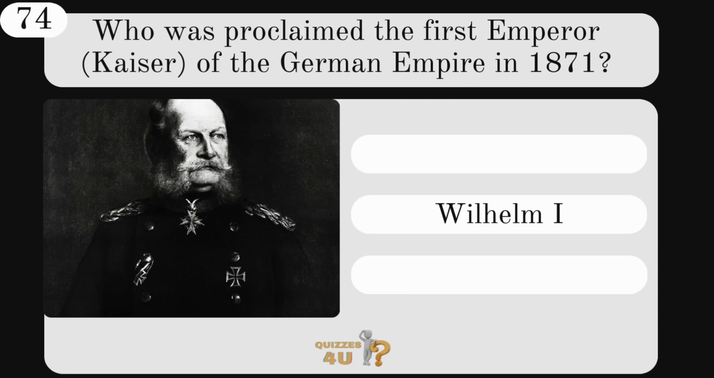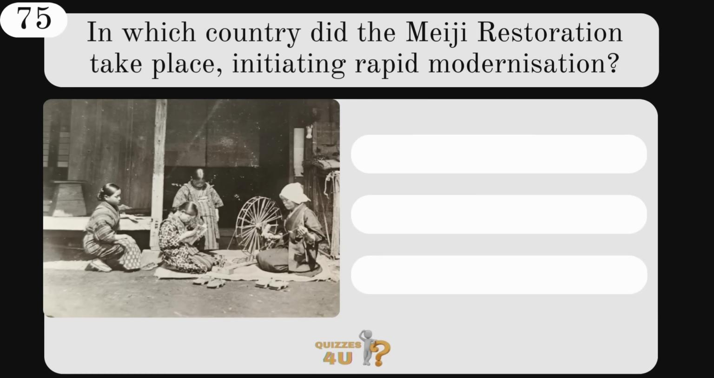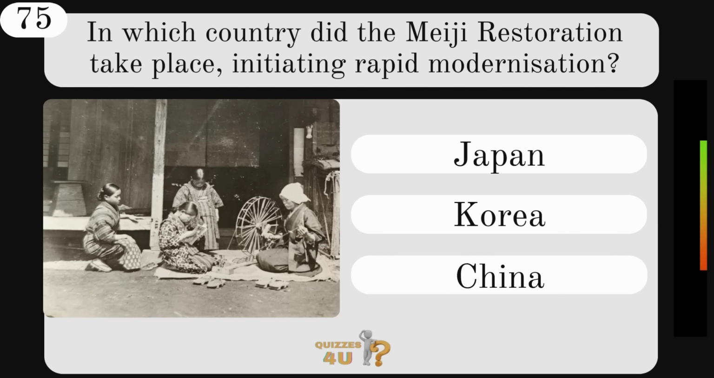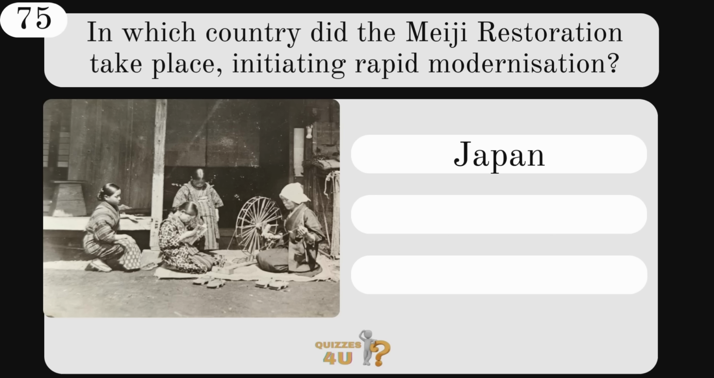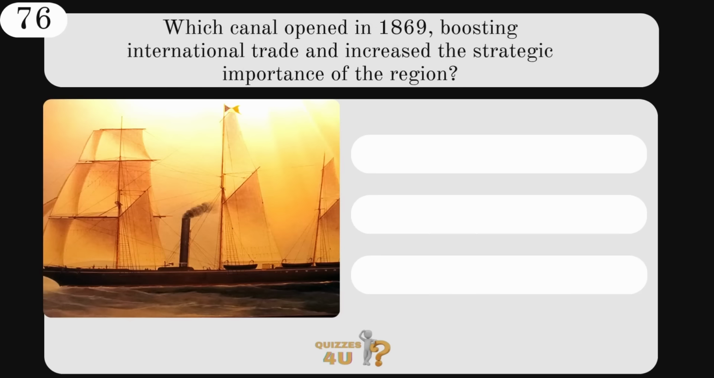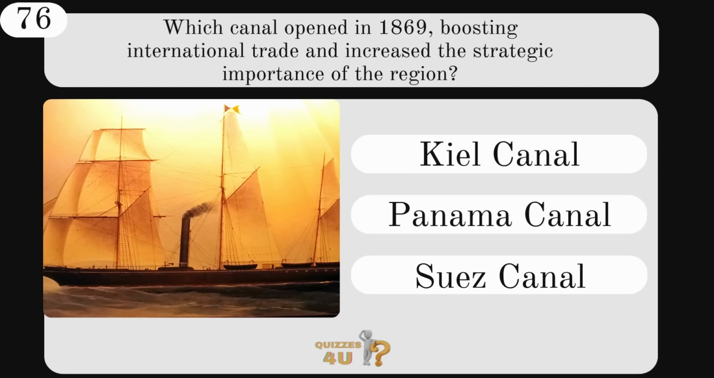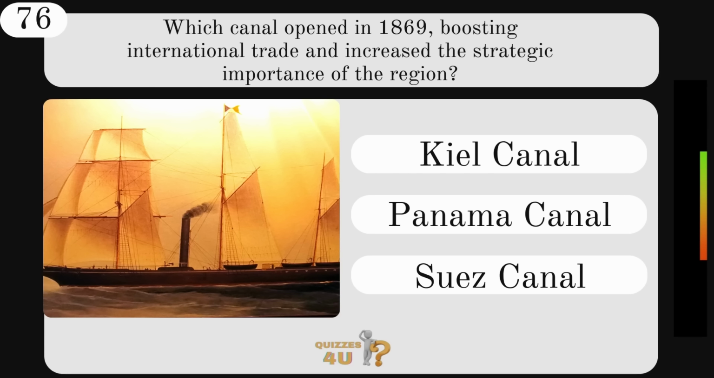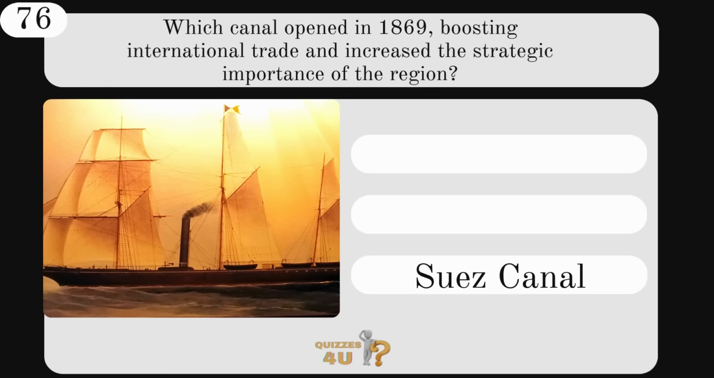It was Wilhelm I. In which country did the Meiji Restoration take place, initiating rapid modernization? Japan, Korea, or China? That was in Japan. Which canal opened in 1869, boosting international trade and increasing the strategic importance of the region? The Kiel, Panama, or Suez Canal? That was the Suez Canal.